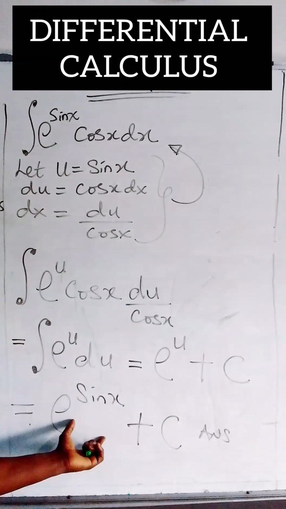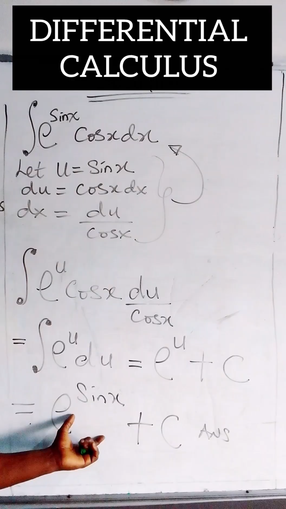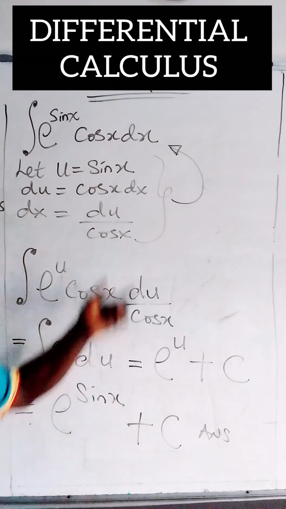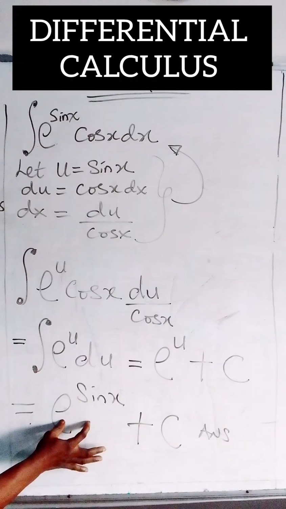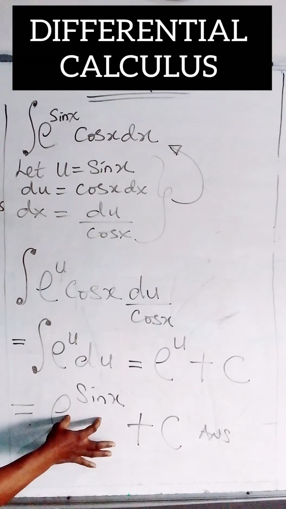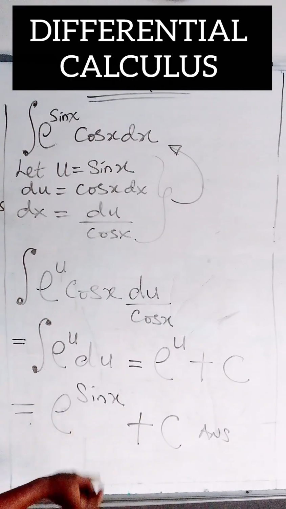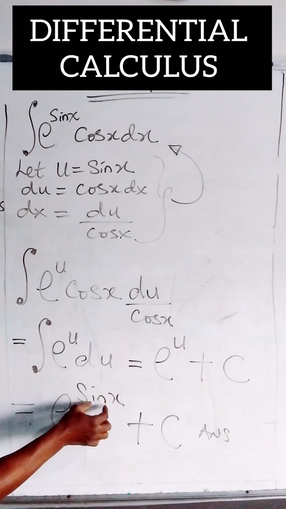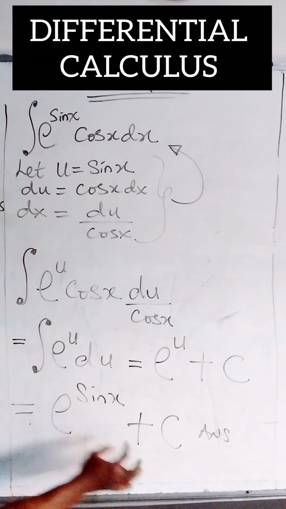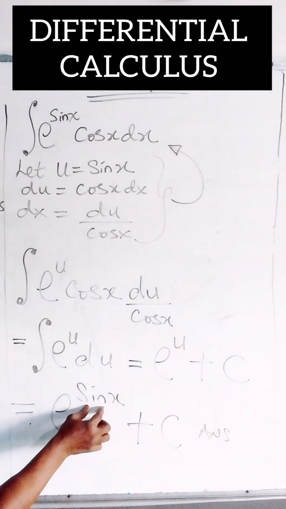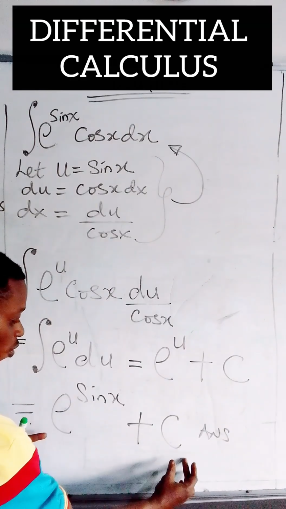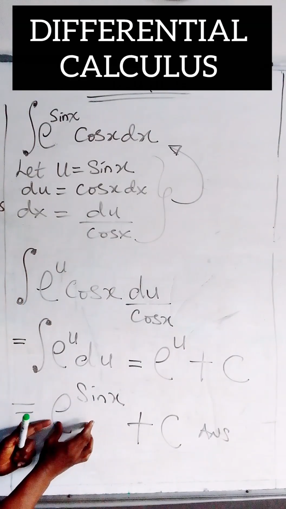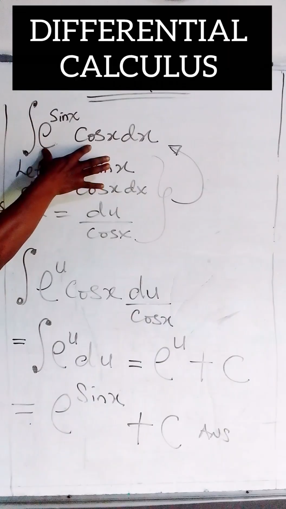If you try to differentiate this, remember we did differentiation, you must go back to the question. So let's try and see. Differentiation of the exponential function: repeat the function, but times the derivative of the power. The power is sine x. So when you repeat this, multiply by the differentiation of sine x, which will give us cos x. So we take cos x and attach it to this. You can see we go back to the question.